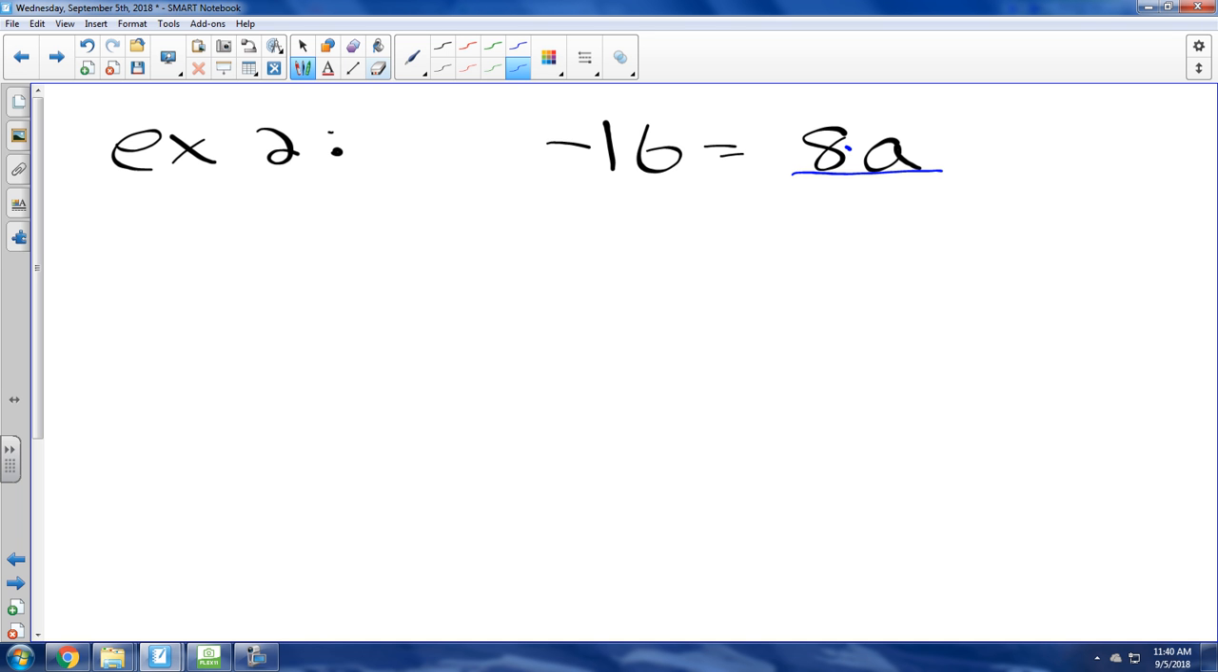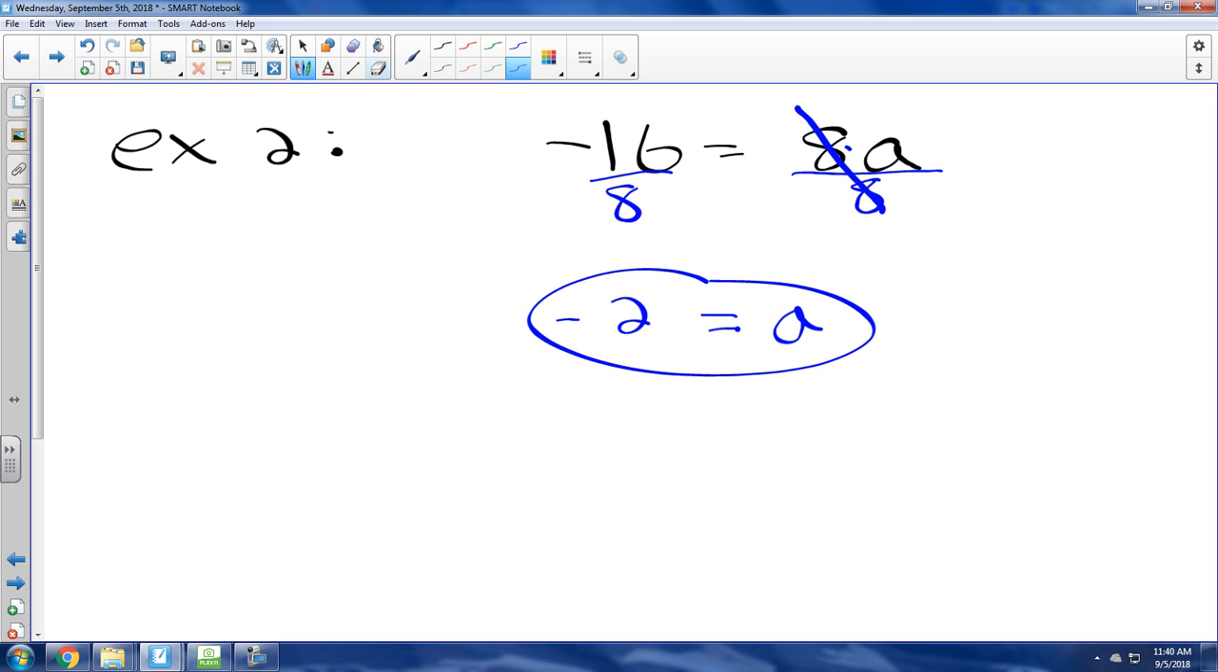Divide by 8. Divide by 8, and now you'll have 8 divided by 8. You slash it out because now it's 1a. It just equals 1. If I divided by 8 on the right side, what do I have to do on the left side? Divide by 8. So I divide by 8 on the left side, and I now have negative 2 equals a. Everybody comfortable?